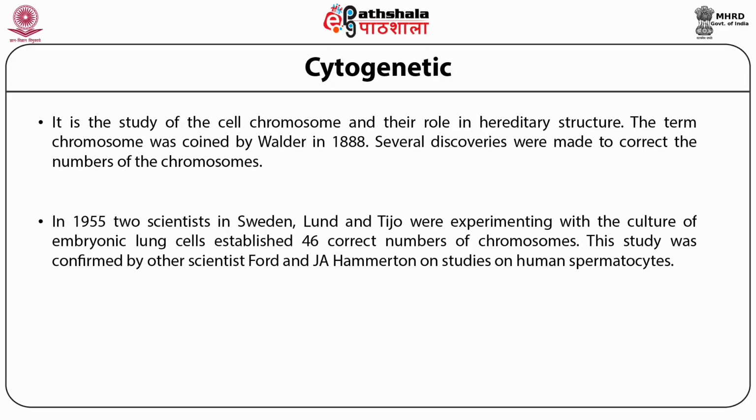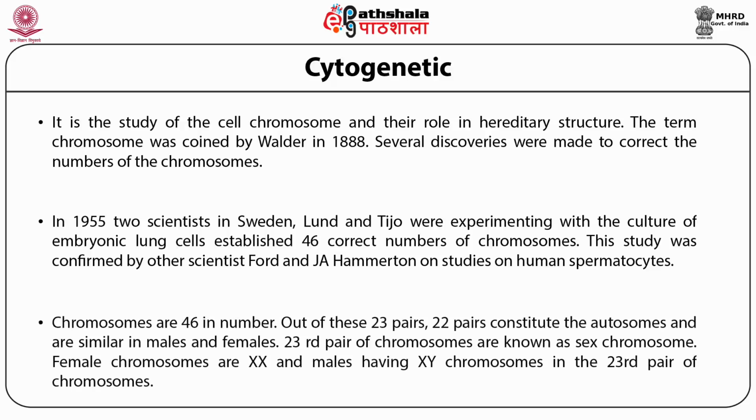This study was confirmed by other scientists, Ford and J. A. Hamilton, in studies on human spermatocytes. Chromosomes are 46 in number. Out of these, 22 pairs constitute the autosomes and are similar in males and females. The 23rd pair of chromosomes is known as the sex chromosomes. Females have XX and males have XY in the 23rd pair of chromosomes.